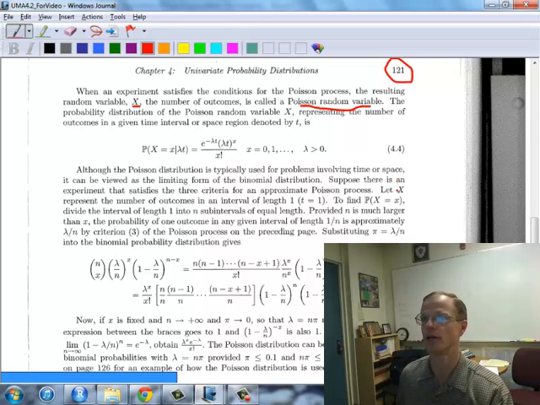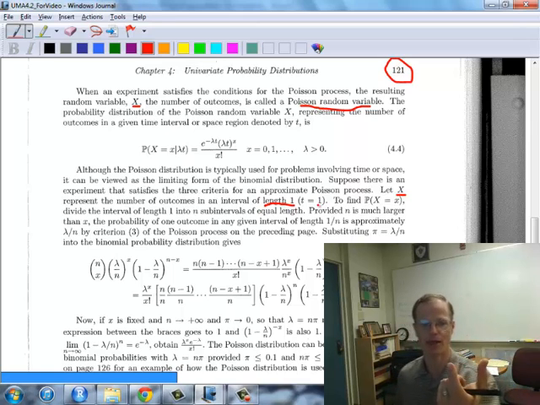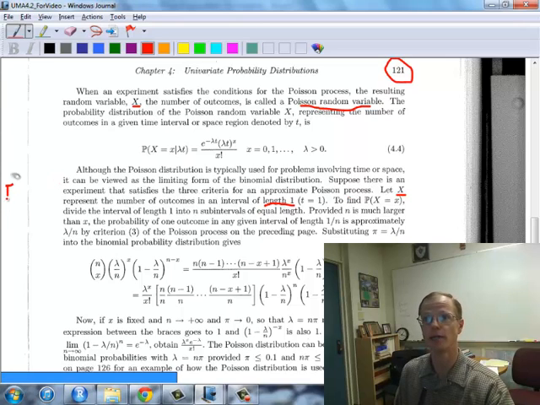So let x be the number of outcomes in an interval of length 1. Here t is just the length of the interval, so we're going to fix that as a length 1. You can see this is arbitrary, and we like it that way. Now, to find the probability that x equals x, we're going to take that length 1 and cut it into n subintervals.